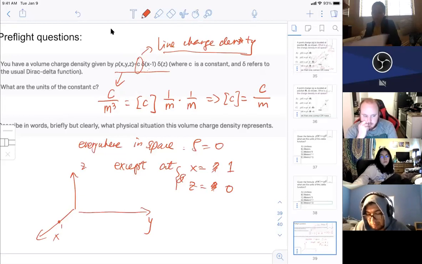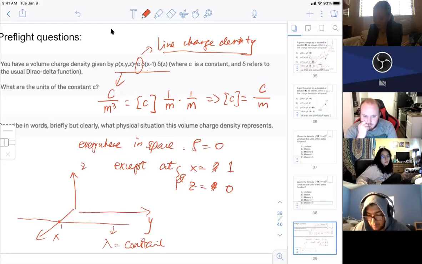The reason that we need such a delta function to represent it is because we are given a line charge and we have to represent a volume charge density. So we have to introduce the delta function. So you have a line charge right here. Lambda is exactly represented by the constant C. So you have a line charge running through at x equals 1, z equals 0. This is my physical representation.